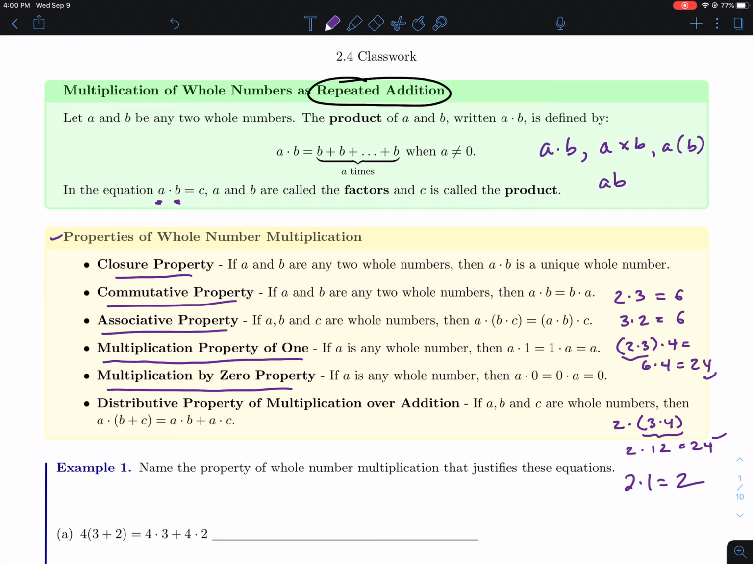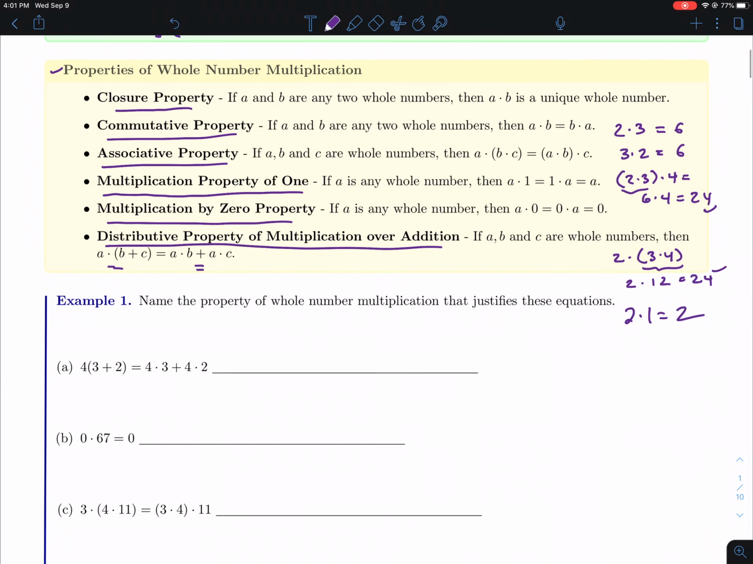And then the last one is the distributive property. If you notice, this one actually combines multiplication and addition both. This is one of the only properties that combines both of them together. The way it works is if I had something like 2 times (3 plus 4), then I could simplify the inside and get 3 plus 4 is 7. 7 times 2 gives me 14.